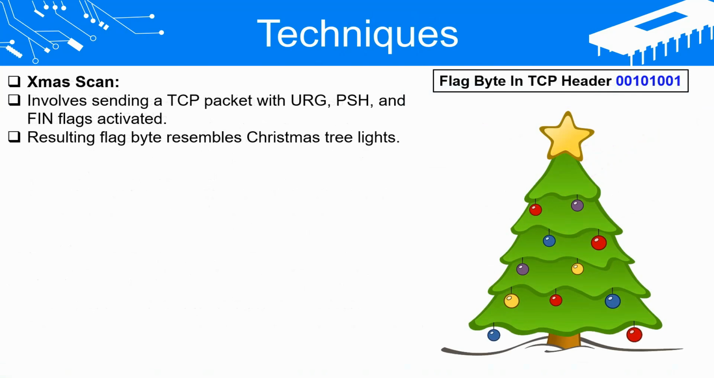Xmas Attack. The event referred to as the Xmas Attack is, in reality, a type of port scanning known as the Xmas scan. This method is commonly used by various port scanners, such as Nmap, Xprobe, and HPing2. Essentially, the Xmas scan involves transmitting a TCP packet to a specified port, with the URG, PSH, and FIN flags all activated. By activating the URG, PSH, and FIN flags in the TCP packet, the resulting flag byte in the TCP header is 00101001. This particular configuration is said to resemble the blinking lights of a Christmas tree.